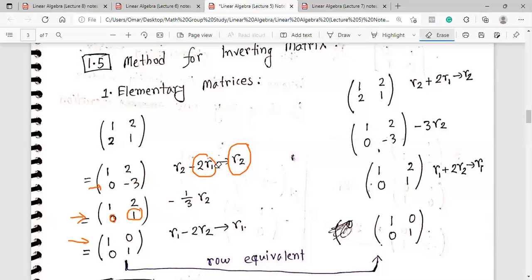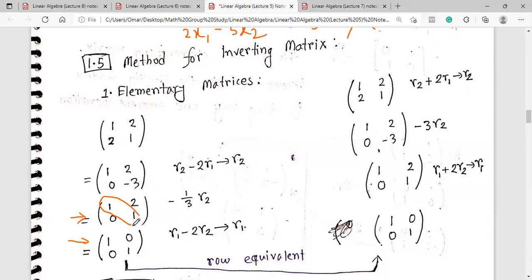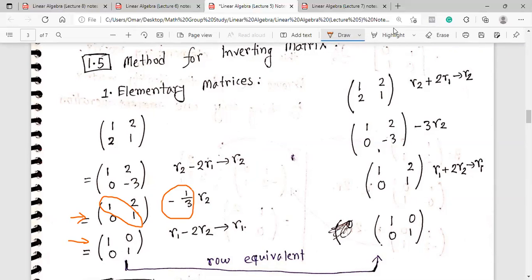Guys, can you understand? Because we want to make them an identity matrix. That's why all the entries on the main diagonal need to be 1. That's why I multiply minus 1 by 3 with the second row. Okay, guys.